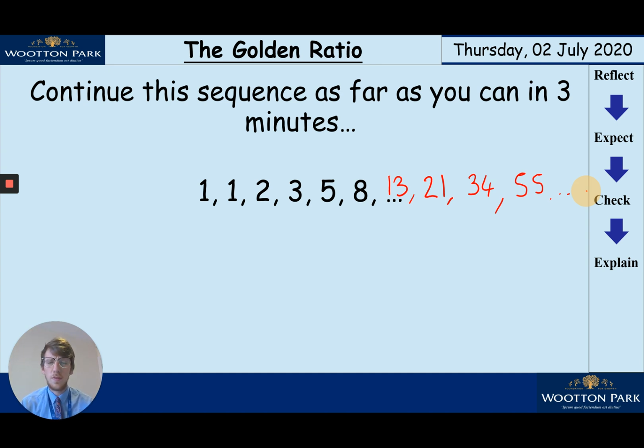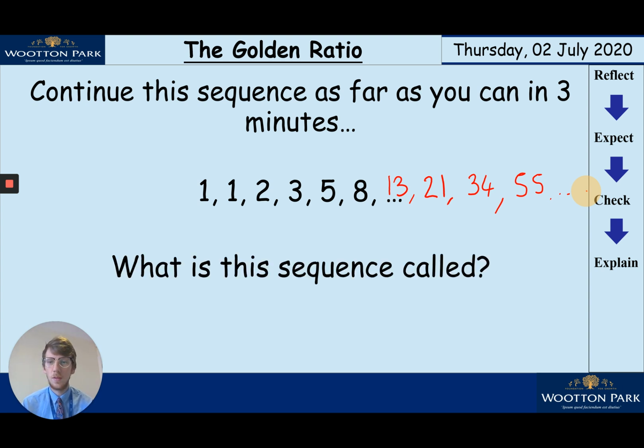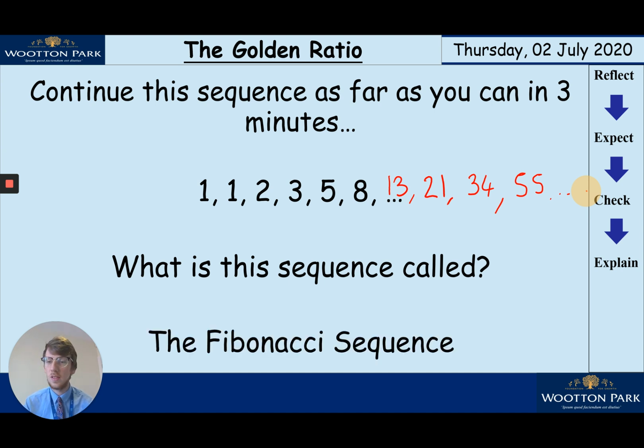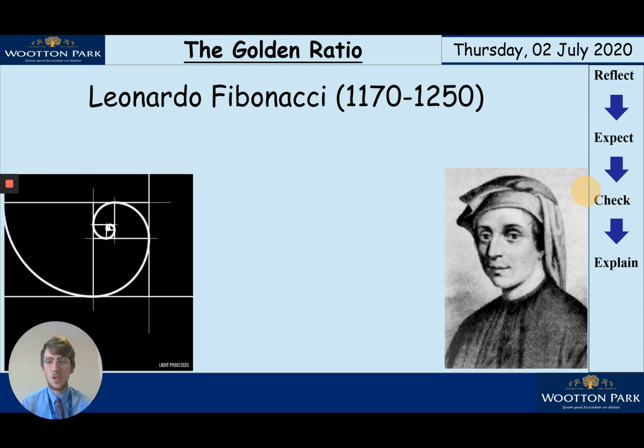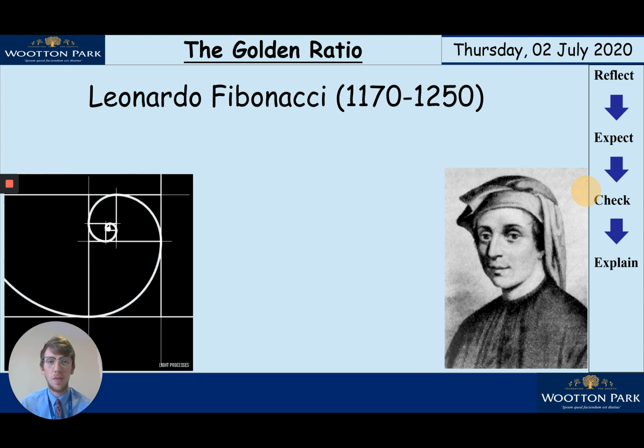Okay, and the sequence goes on forever. Have you seen the sequence before? Do you know what it's called? If you haven't, that's absolutely fine. It's called the Fibonacci sequence, and it's where the sum of the two previous terms makes the next term. It's named after an Italian mathematician who was alive in the 12th and 13th century.